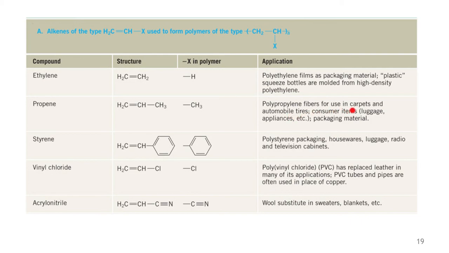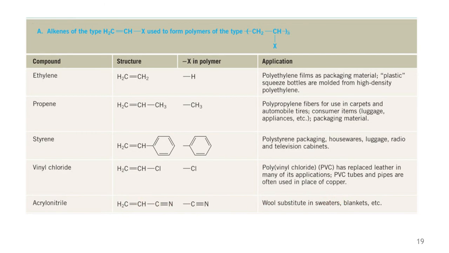It's used for everything from carpets to automobile tires to plastic luggage. When styrene is polymerized, you get polystyrene. Think red cups or styrofoam. It's used for many other things. When vinyl chloride is polymerized, you get PVC. It's often used as kind of a replacement for leather, but it's also used for plumbing pipes. Those white drain pipes that you see in construction are typically made out of vinyl chloride.